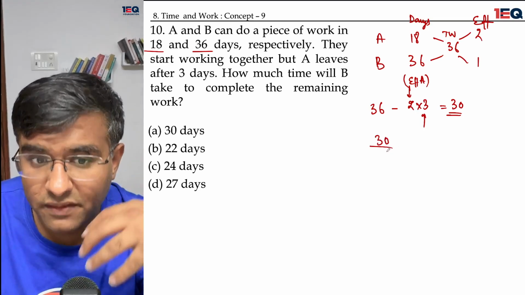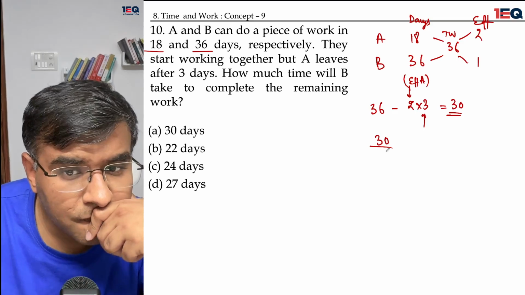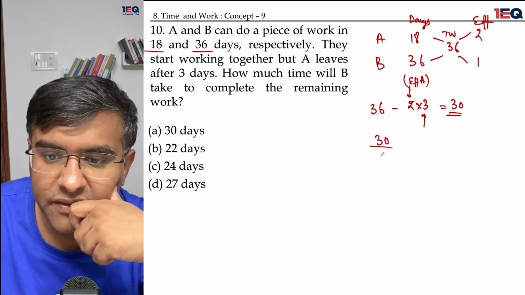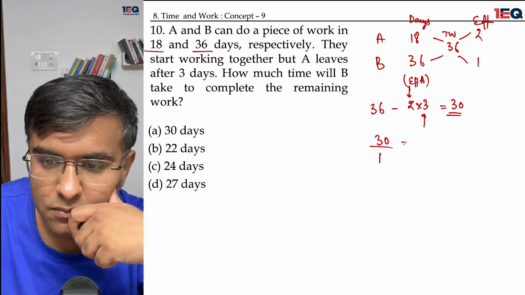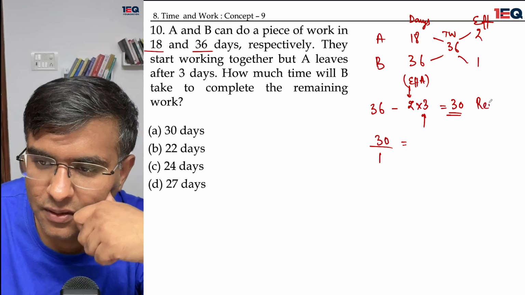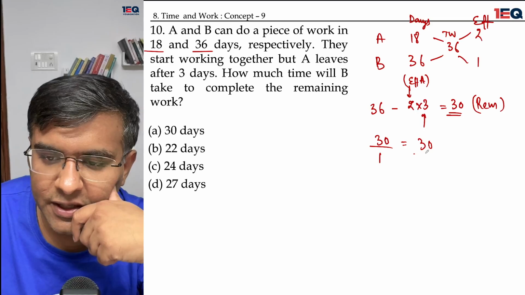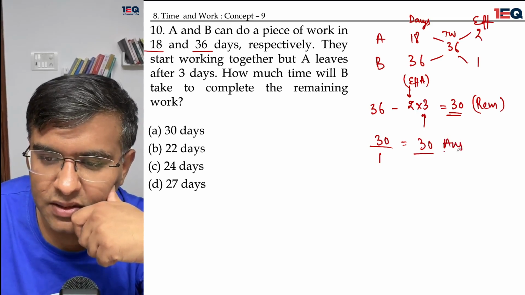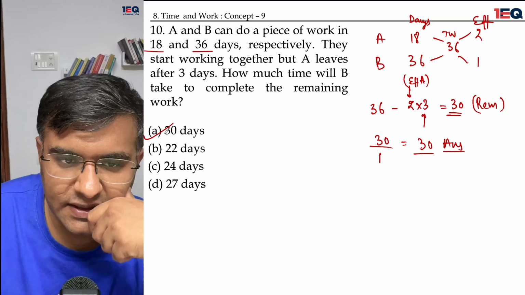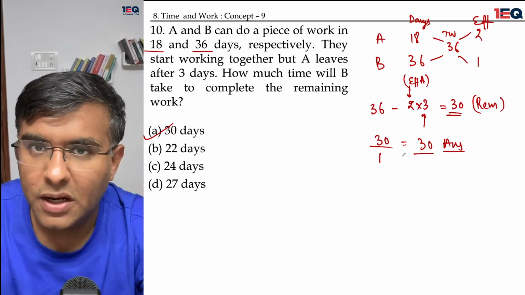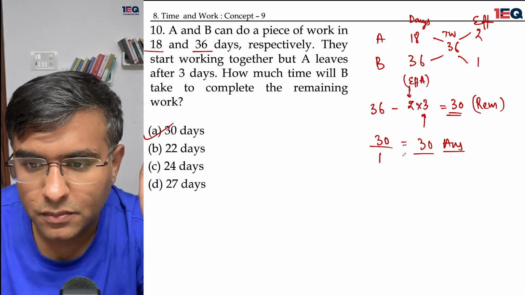30 divided by what? B alone. The efficiency of B is 1. 30 is the remaining work. 30 divided by 1 gives me 30. This is my answer. So 30 days is going to be the remaining time which B would alone take to complete the job. Got it?